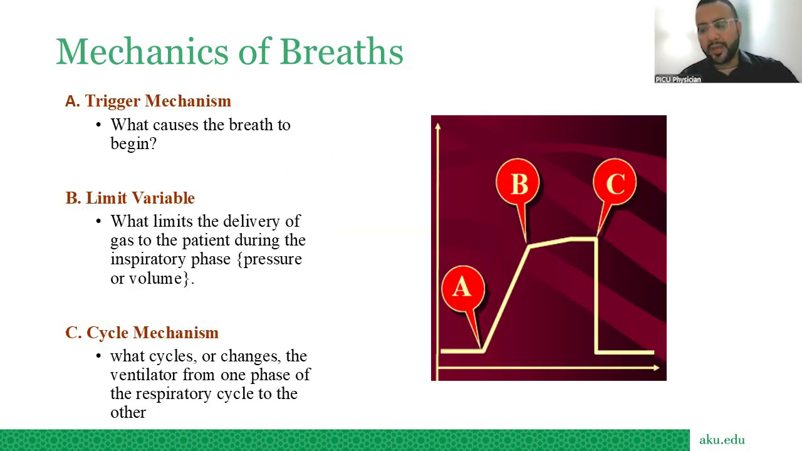Okay, coming to the mechanics of breath. These are a few terms that are not very difficult to understand, so I'll go through them one by one quickly and try to make them easy for you. The first mechanic of breath is the trigger mechanism. Second is the limit variable. Third is the cycle mechanism. These three mechanics apply on each and every breath.